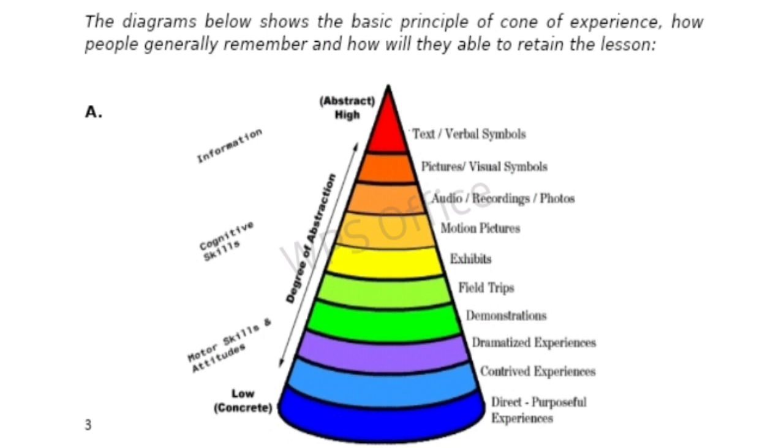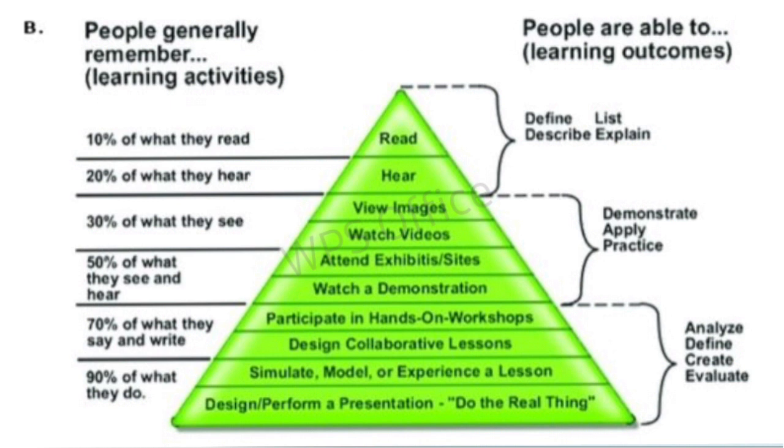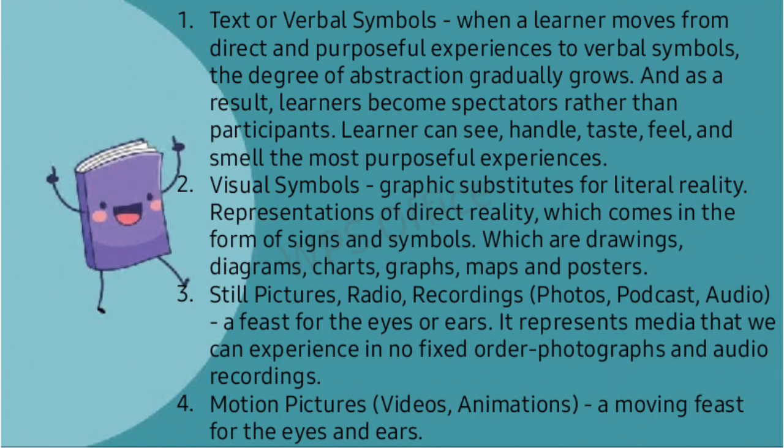So here is the diagram that shows the basic principle of the cone of experience, how people generally remember, and how well they will be able to retain the lesson. So in text or verbal symbols, when a learner moves from direct and purposeful experiences to verbal symbols, the degree of abstraction gradually grows. And as a result, learners become spectators rather than participants.